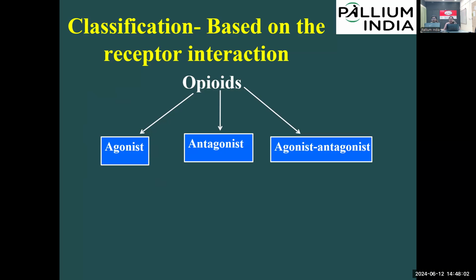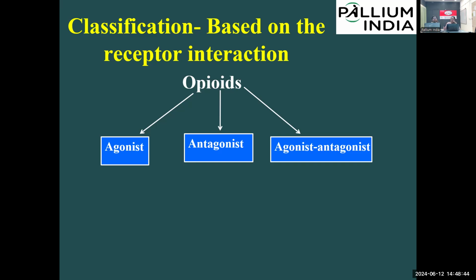What is an antagonist? An antagonist is a drug which binds with the receptor site, displaces the agonist from the receptor site and reverses the action of the agonist. This antagonistic drug does not produce an effect of its own, but it prevents the agonist from producing its action. So naloxone is an opioid antagonist. That means that naloxone displaces morphine from the mu receptor site and prevents the morphine from producing its effect. So that is an antagonistic drug.